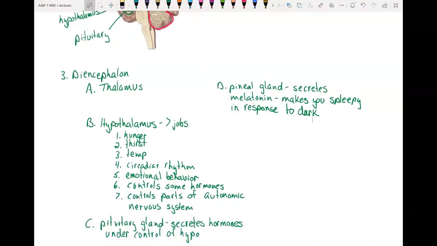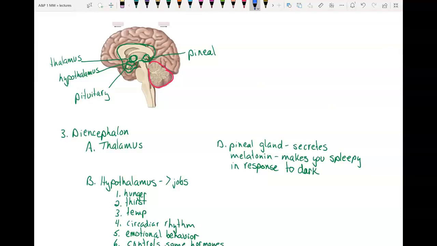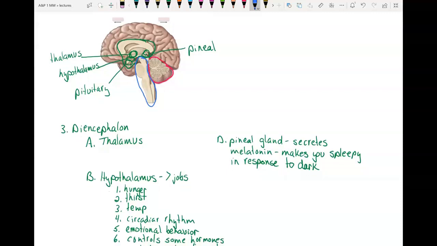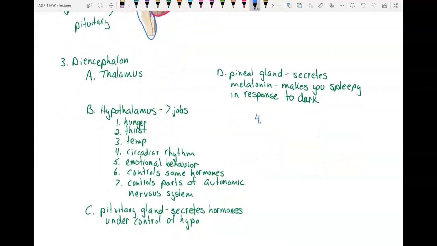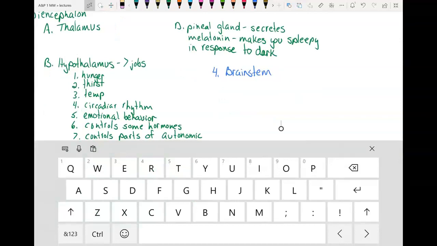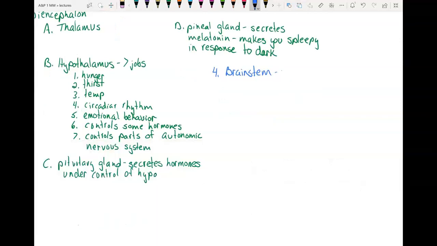All right, then we can move on to the brainstem. So this part is the brainstem. This is also sometimes called the reptilian brain. This is the most basic, rudimentary part of the brain. So it's called the reptilian brain because even reptiles have it.